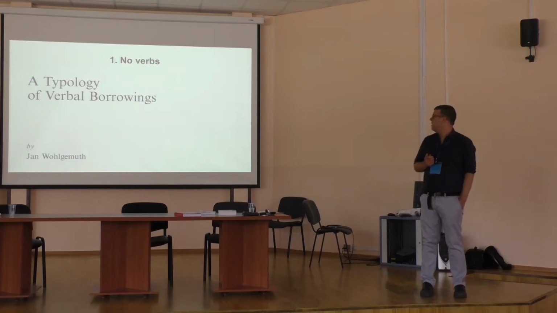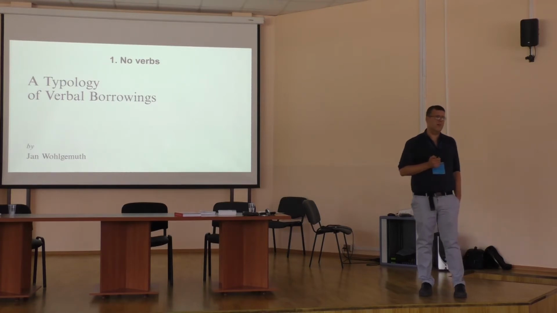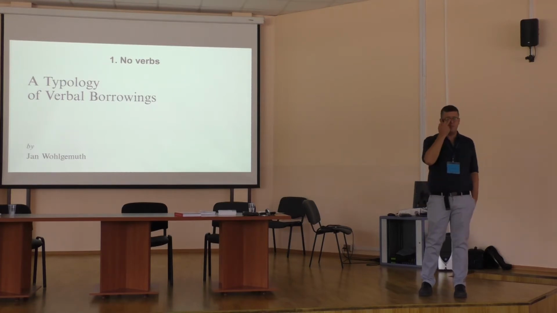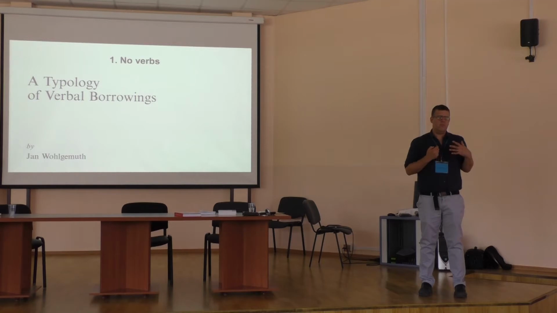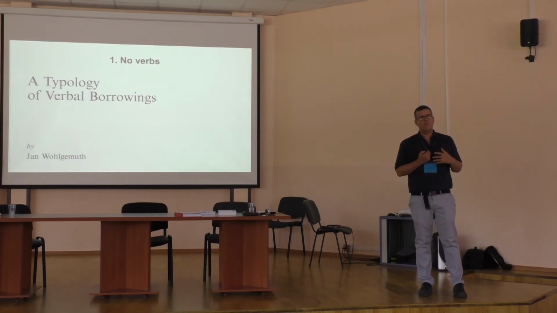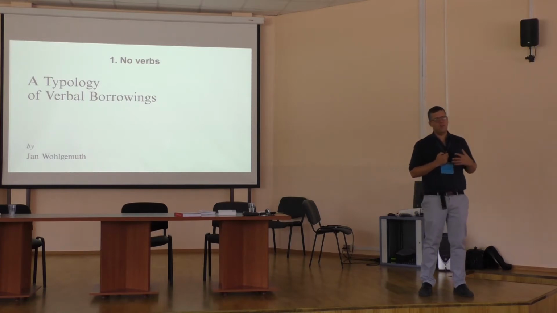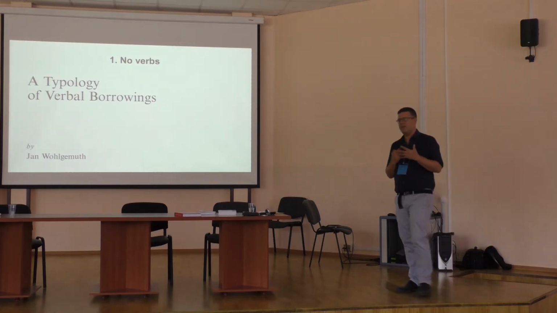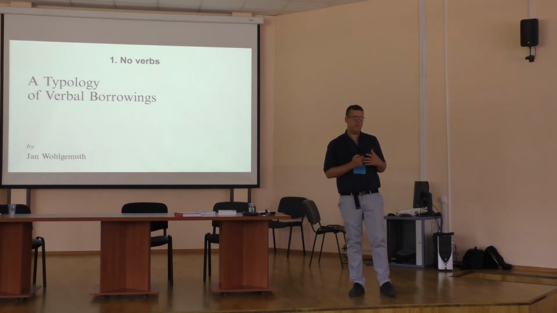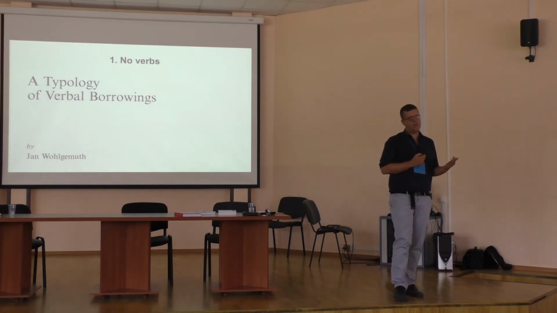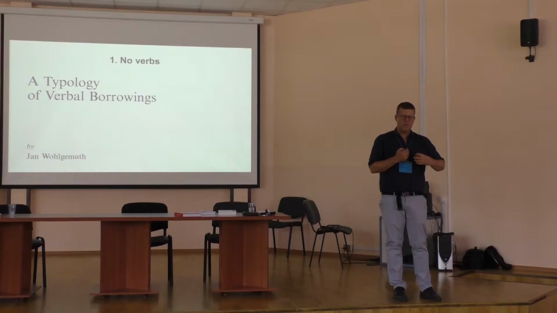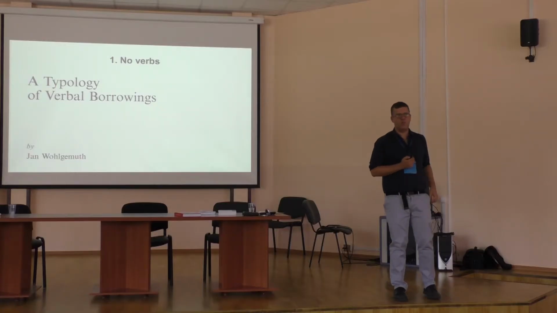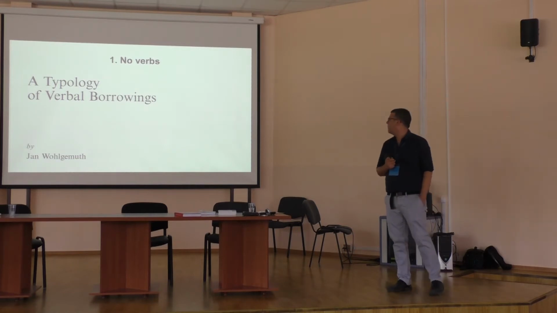So the first one, of course, some of you will know this. It's Jan Wohlgemuth's book, A Typology of Verbal Borrowings. It's, I think, if I'm not mistaken, the first PhD which conducts a large-scale typological study of some aspect of lexical borrowing or matter replication. It directly responds to Moravcsik's idea that verbs are not borrowed as verbs, but have to be somehow derived as verbs within the target language, and so on.